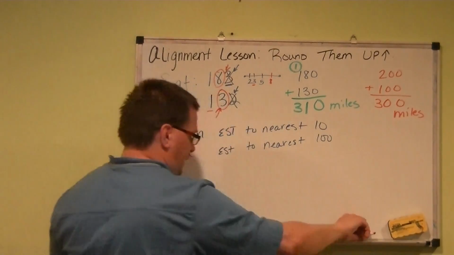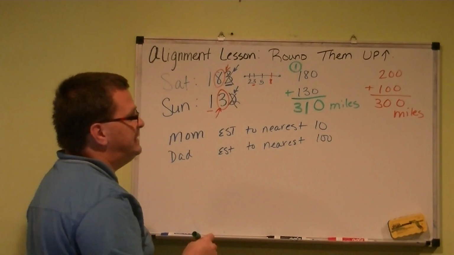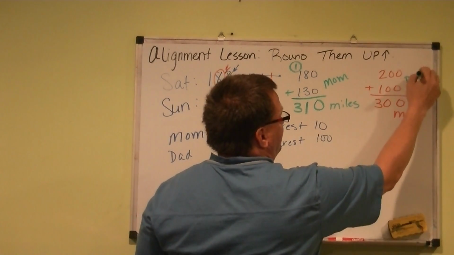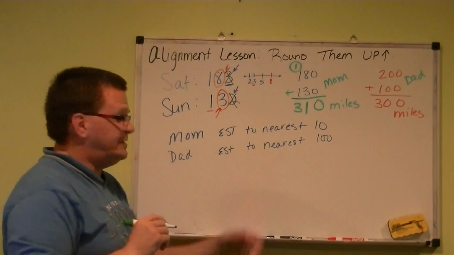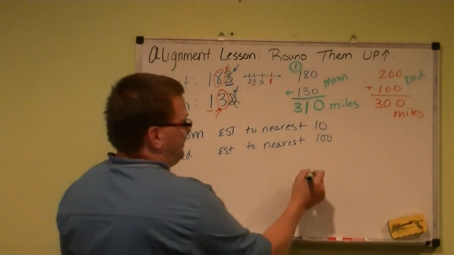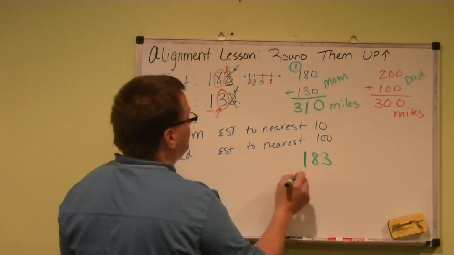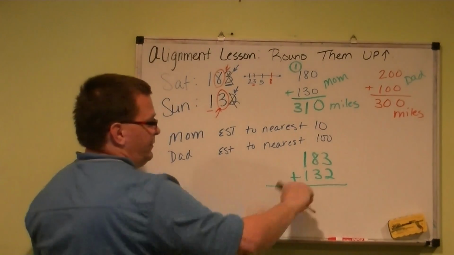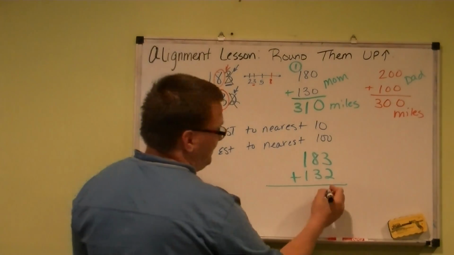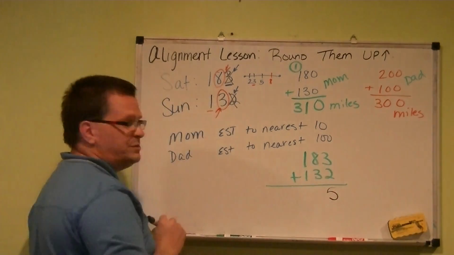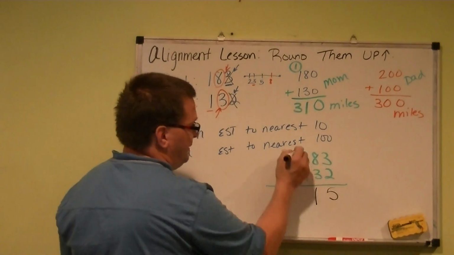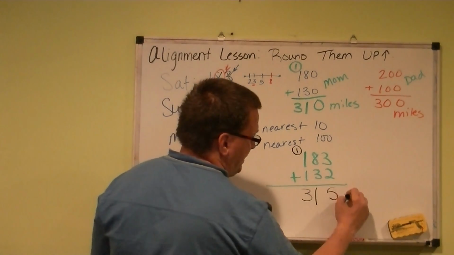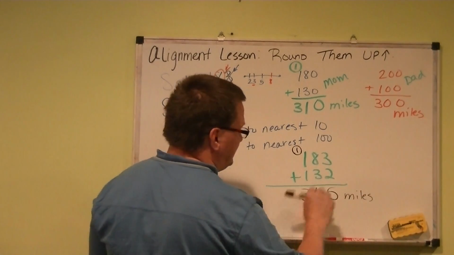So they're both really close in their thought process. So this is mom. And this is dad. You can see how many steps it's taken us to get to this problem. But now what we want to do is go ahead and add the actual totals and see who's correct. So 3 plus 2 is 5. 8 plus 3 is 11. Regroup, carry your 1. 1 plus 1 plus 1 is 3. And don't forget miles. So look at all those, and this is the actual.